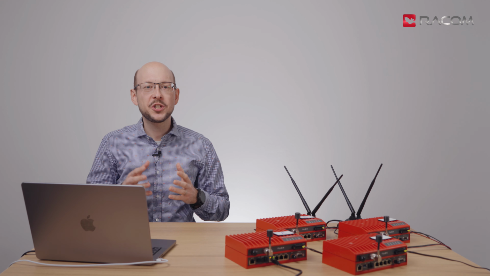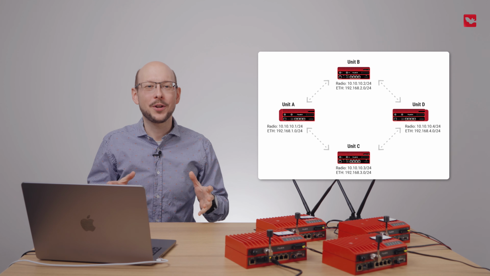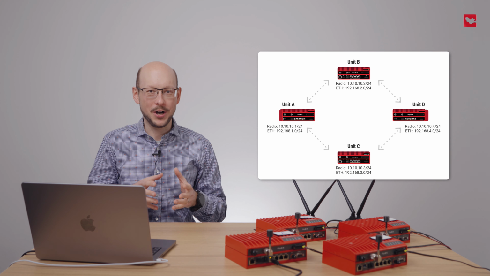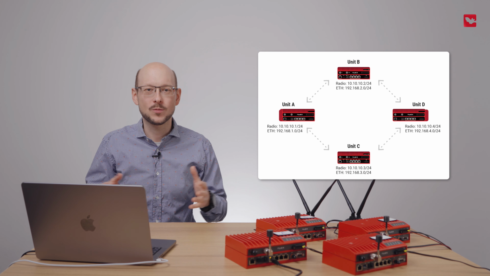This is the last part of our series where I will show you how to use Babel in a network featuring cellular connection. We will be using the same topology and base configuration as in part C, so I would recommend seeing that tutorial before attempting this one.